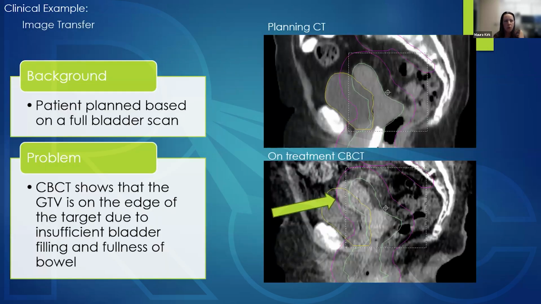Here's a clinical example. The patient was planned based on a full bladder scan. You can see up here a reference image of the target volume and the full bladder. And then on treatment, a CBCT shows that the GTV is on the edge of the field due to the target moving because of insufficient bladder filling and an overfull rectum. So this is something you can look out for with on-treatment CBCTs, and you may want to either extend your PTV volume here or make sure the patient is familiar with the correct instructions based on how they were planned.